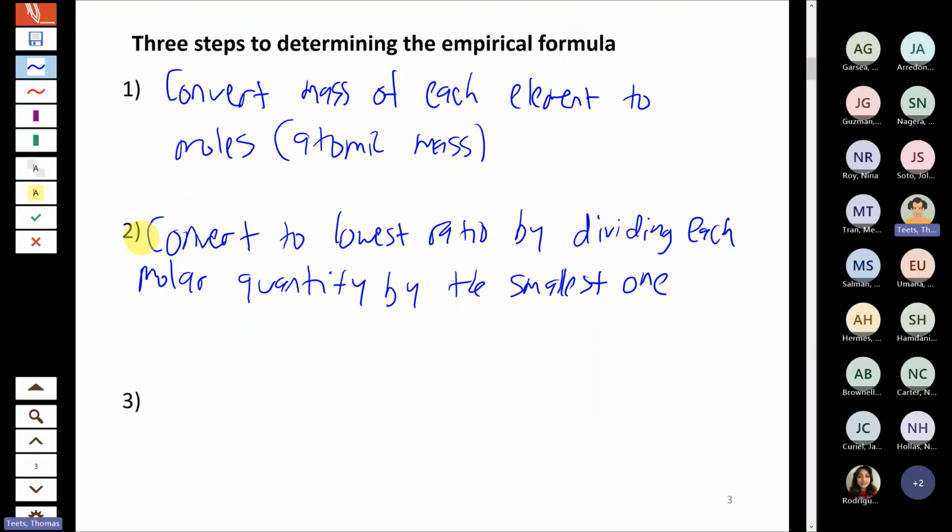And then this last step, step 3 here, is only if necessary. Sometimes when you do the first 2 steps, you won't always get whole numbers for all of the subscripts. You'll get sometimes decimal or fraction numbers. So then what you need to do to fix that is you would multiply all of them by some small factor to remove the decimal or fraction.